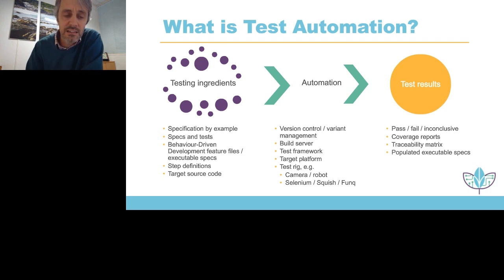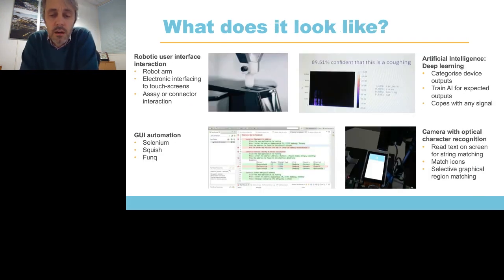What does it physically look like? Well, it's a whole mix of things. At Bluefruit, we've built up a toolkit, and again, we're open to sharing these toolkits. There may be a physical element to it, a robot arm which is pressing buttons, interacting with touchscreens, interacting with assays or connectors or whatever it may be. We might do custom electronics for interfacing with touchscreens or interfacing with inputs and outputs.